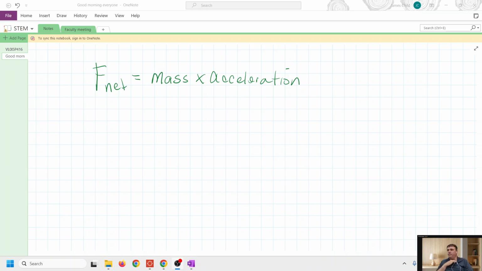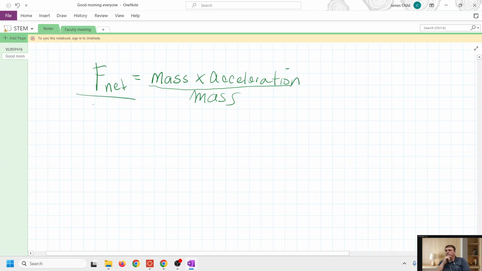All right, we're back. I can rewrite this formula so that I can figure out if I apply a force, what's my acceleration, right? So I want to get acceleration by itself, so I'm going to divide both sides by mass. And what I get is, so that cancels and that cancels. What I get is acceleration is equal to the net force divided by the mass. So I can figure this out however I need to go.